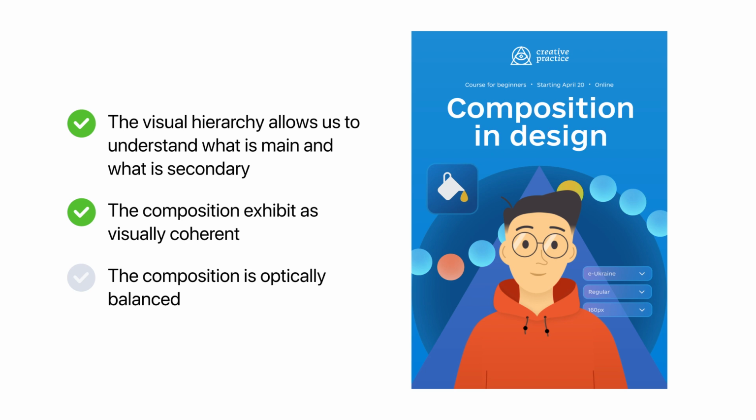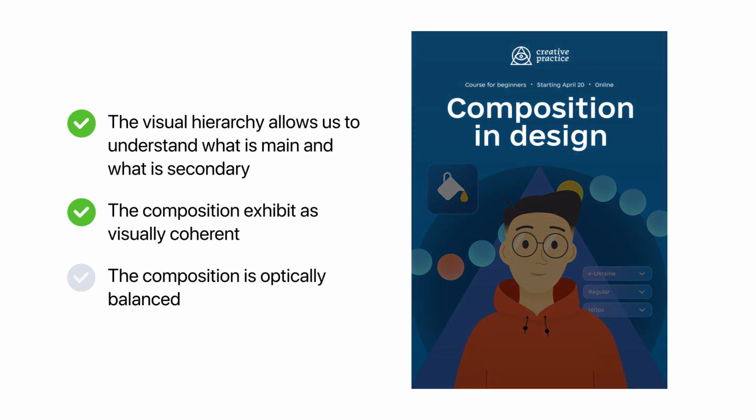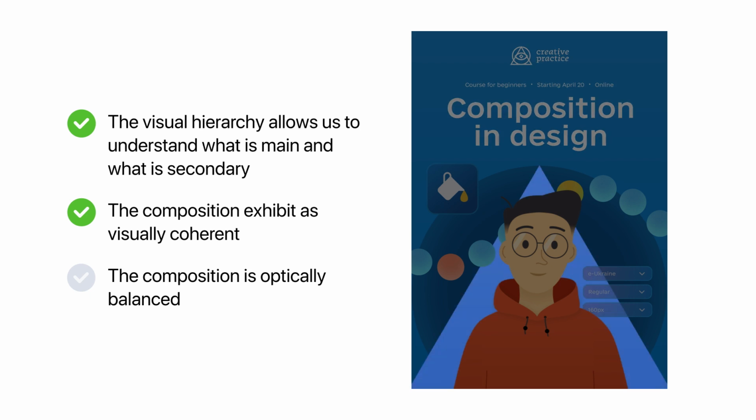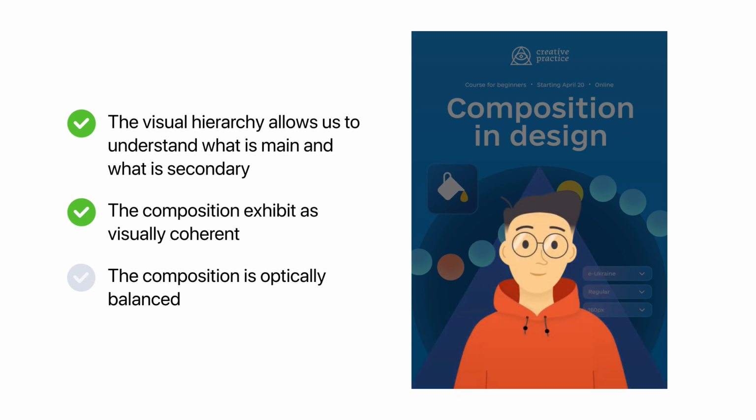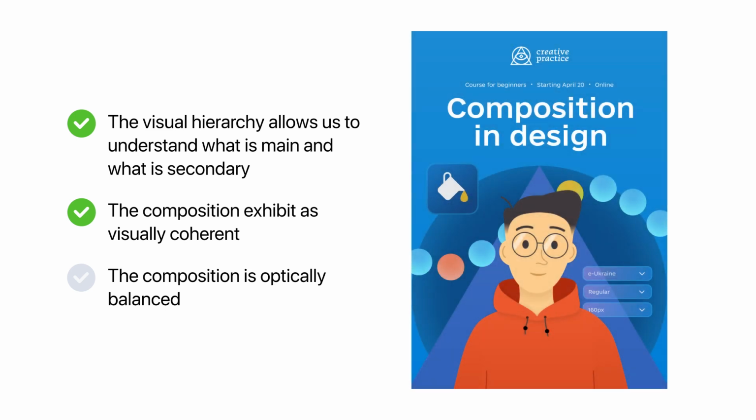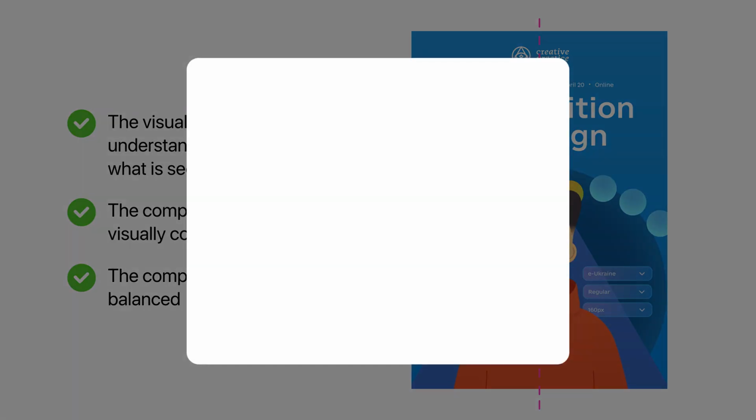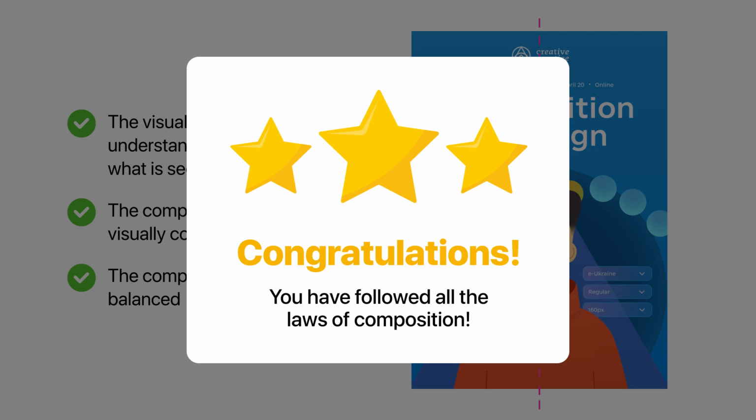Does this composition exhibit visual coherence? Yes. We have achieved visual consistency by carefully selecting and aligning the fonts. The illustrative components of the composition also maintain their integrity and harmonize with each other. Additionally, the use of geometric shapes in the background serves as a formal connection between the text's geometric elements and the character's playful nature. Is this composition optically balanced? Yes. After all, right from the start, we used the axis of symmetry as a fundamental element in constructing the composition. Fantastic! All the principles have been upheld.